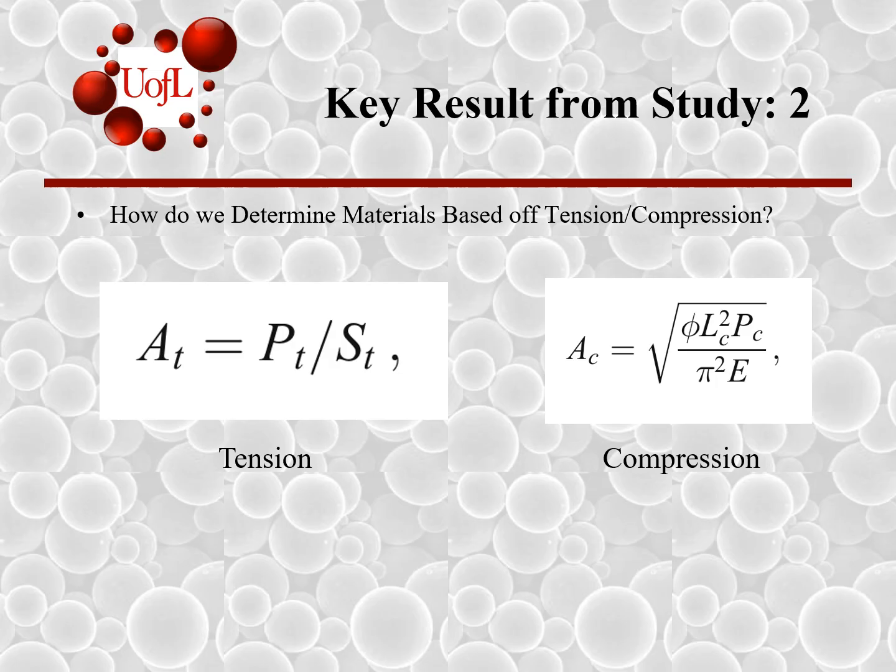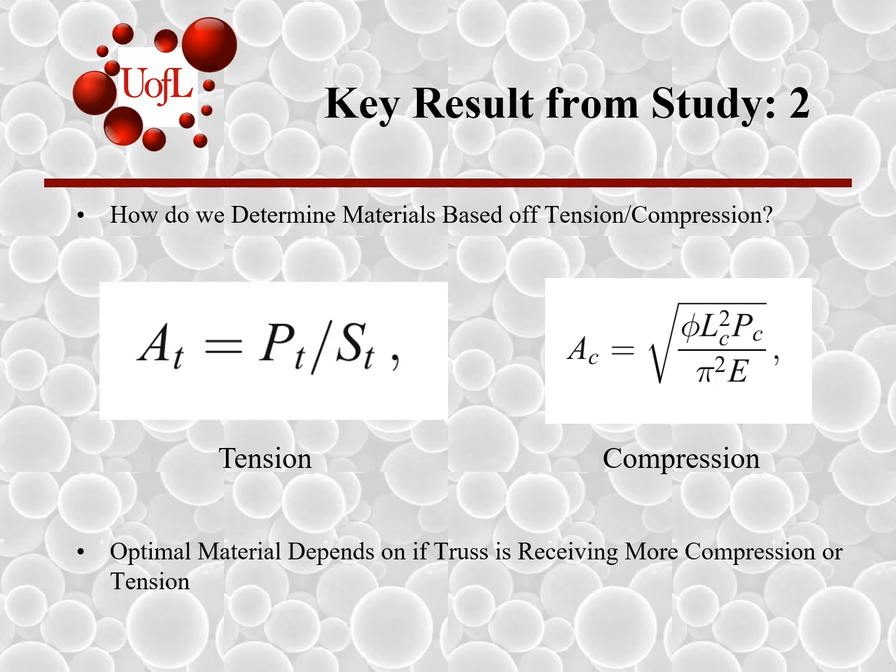Some important takeaways from this are that the optimal material depends on if the truss is receiving more compression or tension. If it's receiving more compression, you want materials with a high stiffness to density ratio, and if it is receiving more tension, you want materials with a high strength to density ratio.